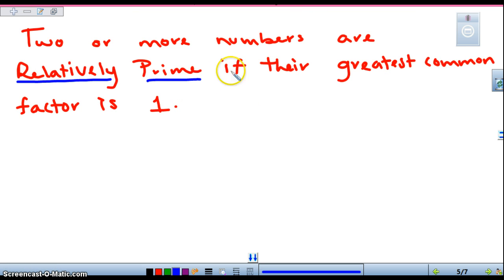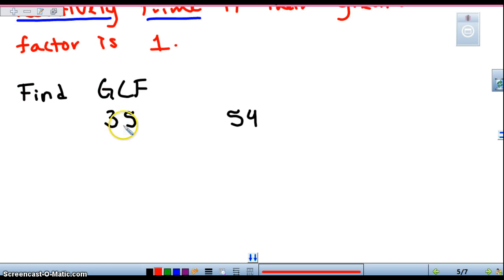Two or more numbers are relatively prime if their greatest common factor is 1. Find the greatest common factor of 35 and 54. State if these numbers are relatively prime. So we're going to do the prime factorization of each.